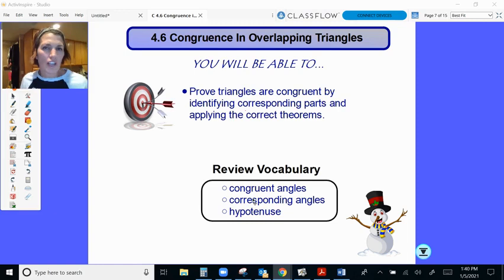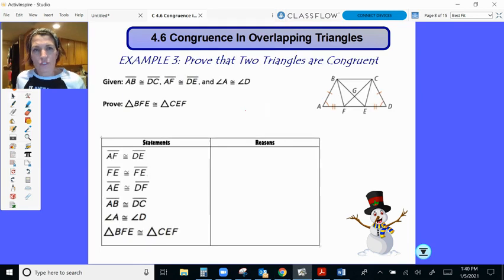Today we're going to start talking about proofs with overlapping triangles. With these, it might be very helpful to have colored pencils or highlighters that you can use to highlight different triangles, okay? So looking at this proof here, they give you certain statements. They give you this triangle over here. You have to really pay attention with these, okay?